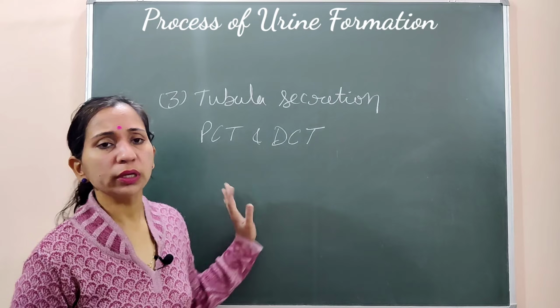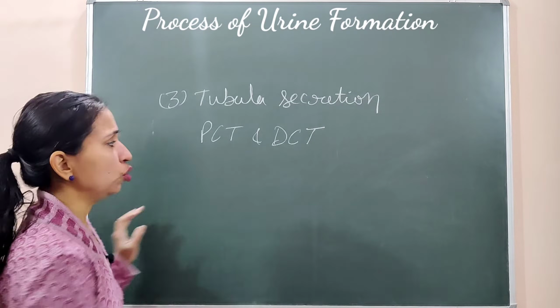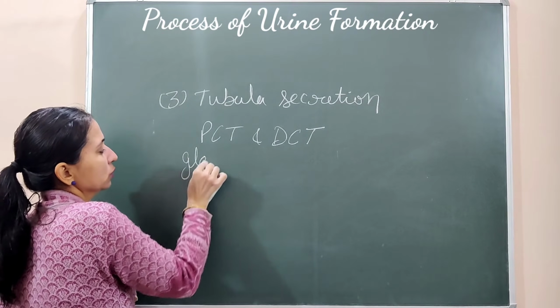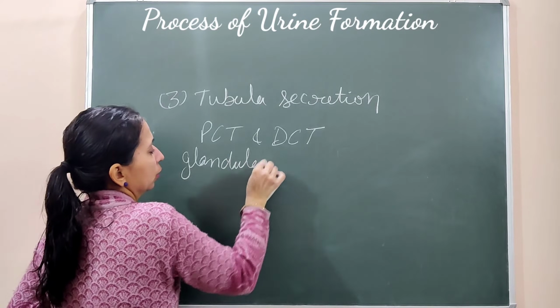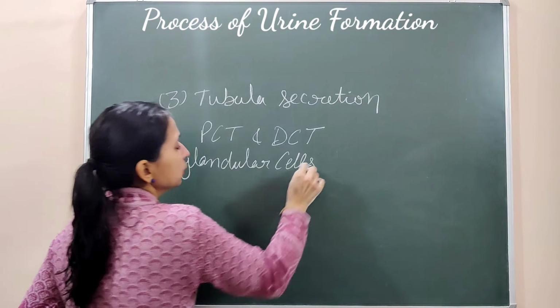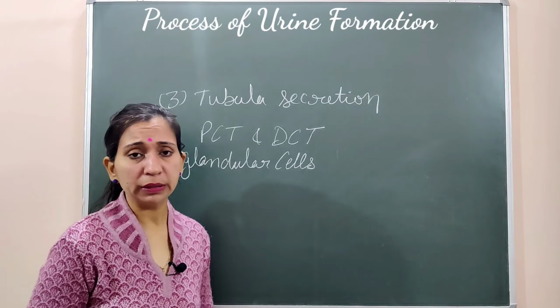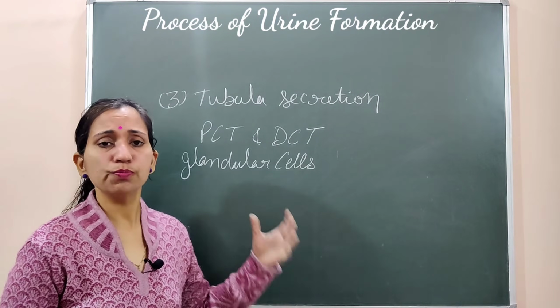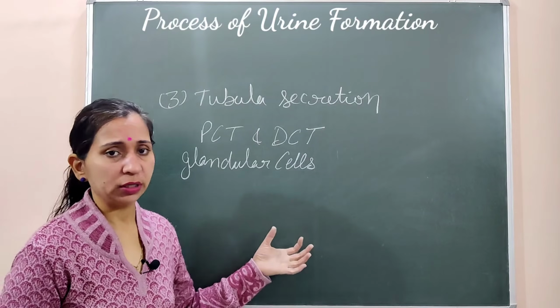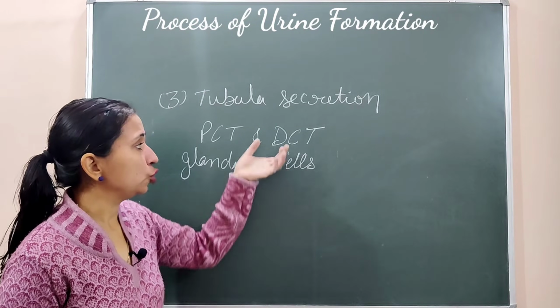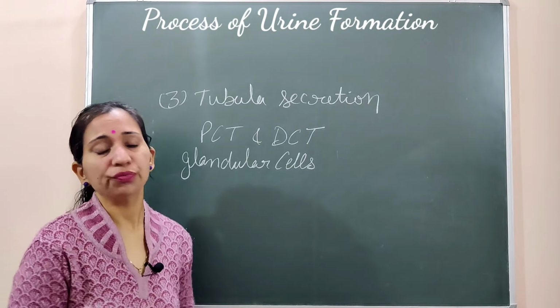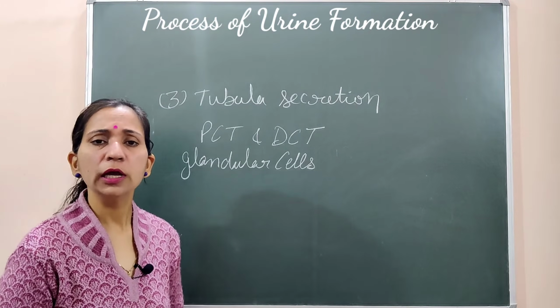What happens in this process? In this process, the glandular cells of these regions extract the waste from the blood by the peritubular capillaries, and then they pour this waste into the filtrate. That's why here the renal tubules are pouring the waste into the filtrate. That's why it is known as tubular secretion.